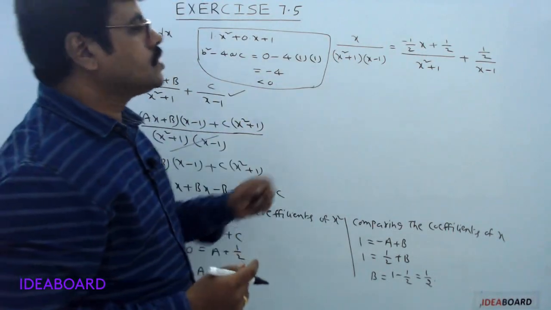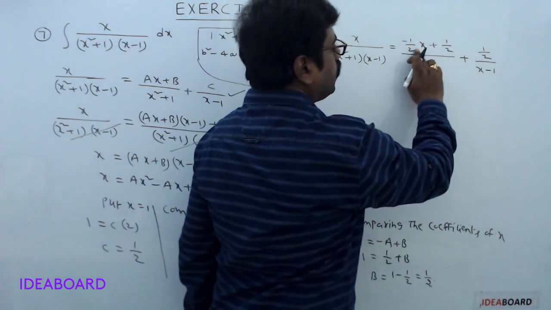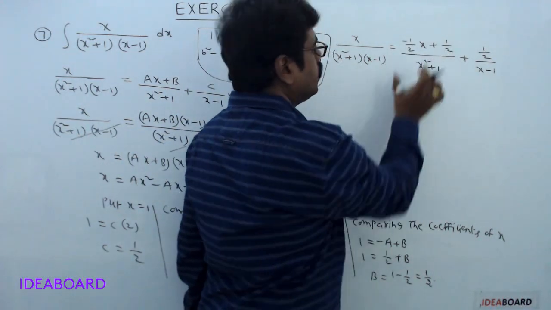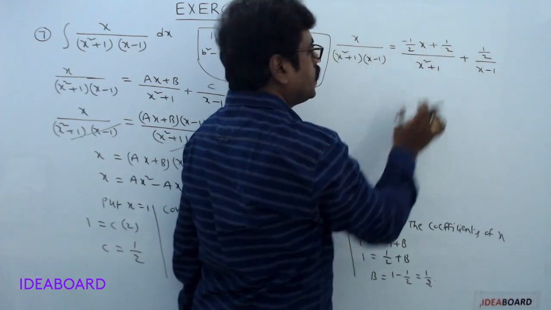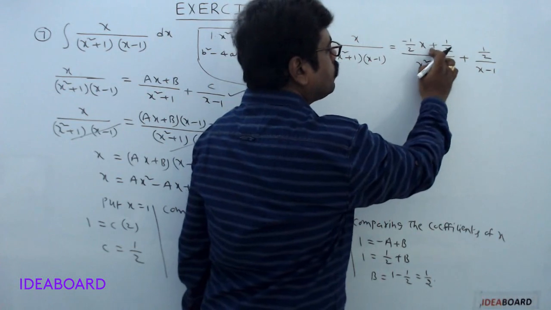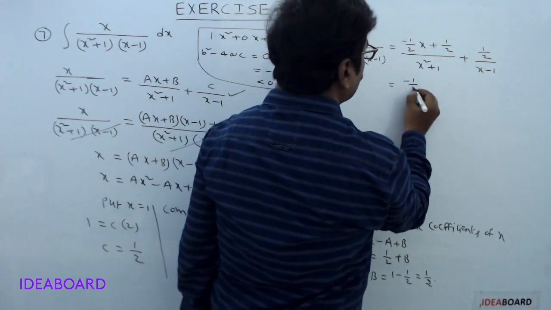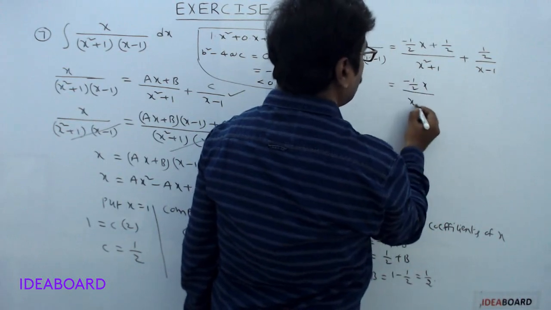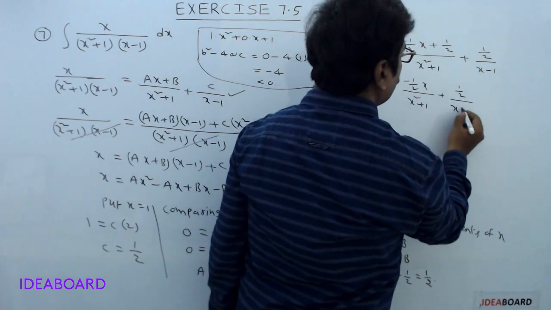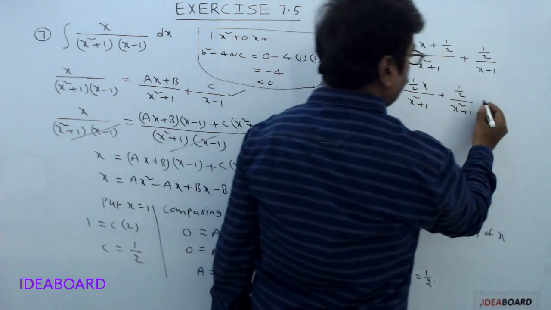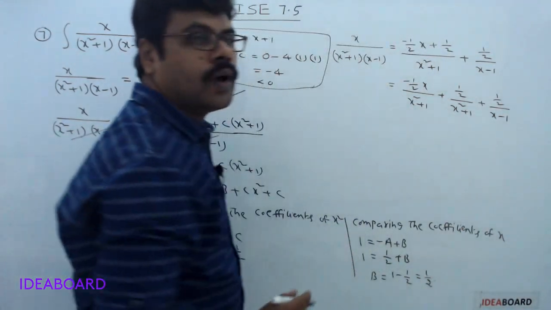Now if you observe the first term on the right hand side, it is in the form of (a plus b) divided by c. It can be expressed as a divided by c plus b divided by c. Now this is minus 1 by 2 into x divided by x square plus 1, plus 1 by 2 divided by x square plus 1, plus 1 by 2 divided by x minus 1.